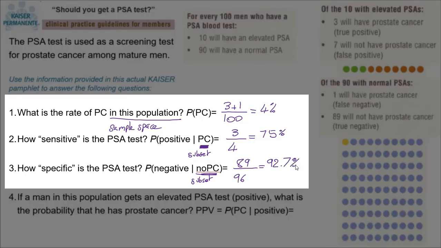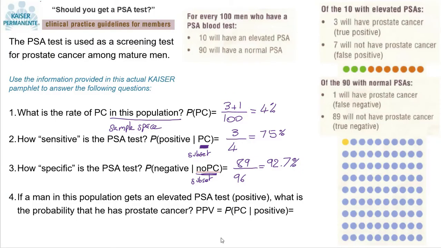Notice that the rate of prostate cancer is a fairly small probability value at just 4%, thankfully so. The sensitivity and specificity of the PSA test, on the other hand, are relatively large values at 75 and roughly 93% respectively, which is to be expected. We wouldn't want a tool that is wrong most of the time. So you would definitely want to have tests that have at least above 50% sensitivity and specificity.